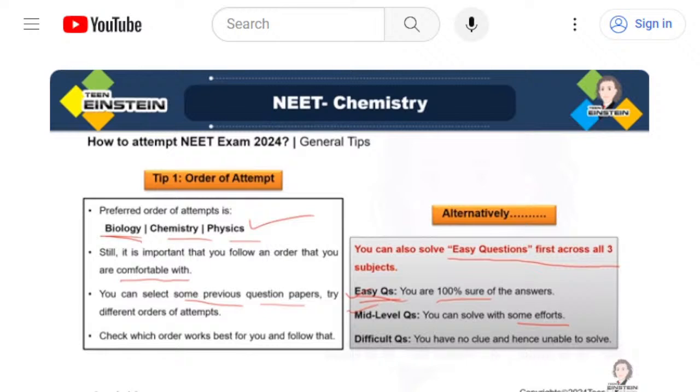So this is another, alternative way. It is possible that you solve all the biology questions or all the chemistry questions first if you are comfortable with it. But this is another thought process that you can also apply. Now it is obviously up to you. Just try to understand which way you are more comfortable. That only you can decide, not anyone else, right? So this is the order of attempt.